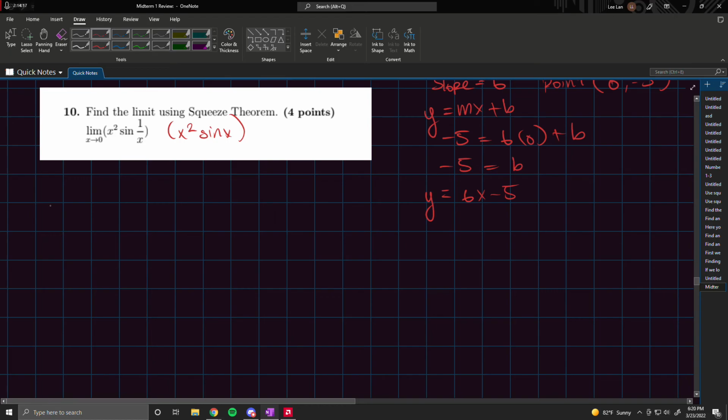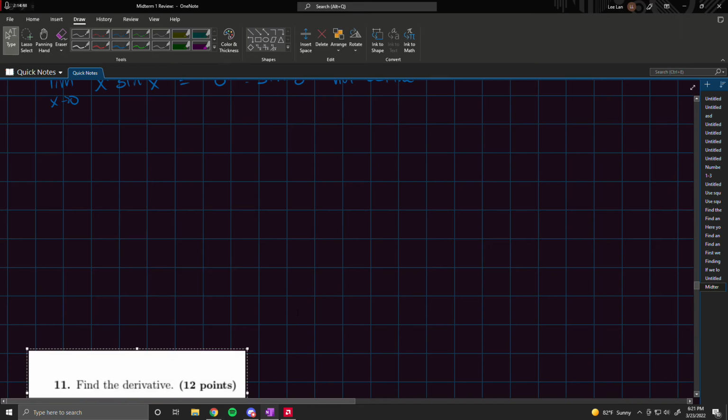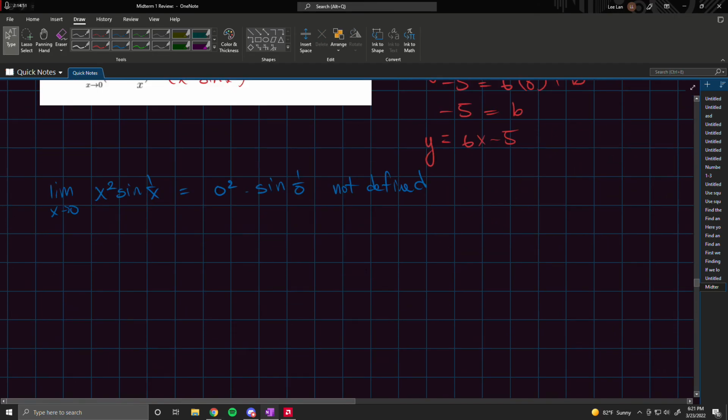So anyway, the limit as x approaches 0 of x squared sine 1 over x. Let's plug in 0, right? You get 0 squared times sine of 1 over 0, which is not defined. So you can't just plug in. What we can do, and the problem gives us a hint, is it says use squeeze theorem. So let's try using squeeze theorem.